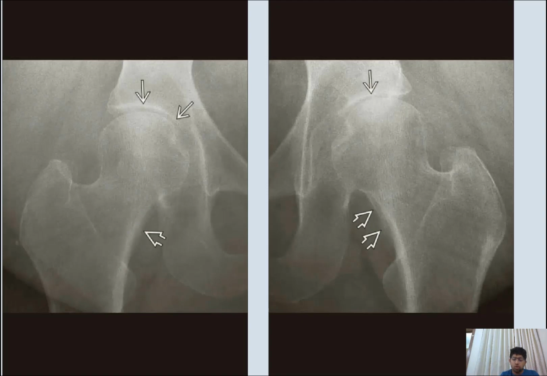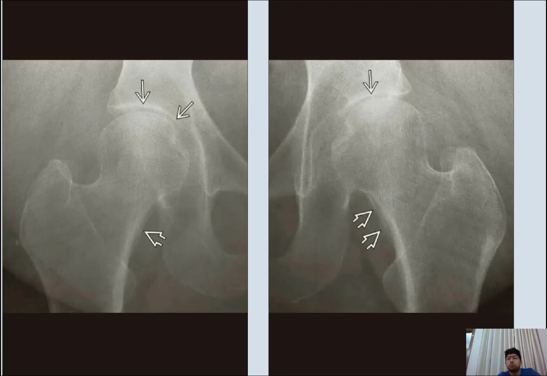The other important thing that happens in the hip joint is protrusio acetabuli, because of the weakening of the acetabulum, the femoral head will be moving inside. The other thing that will happen is fractures in the neck. In the femoral neck, fractures are commonly seen. These are nothing but insufficiency fractures.